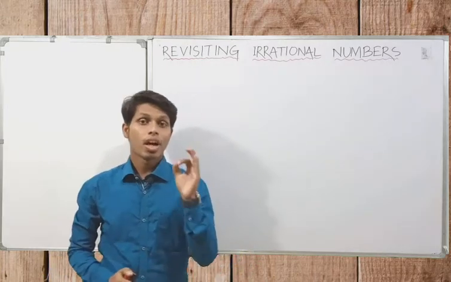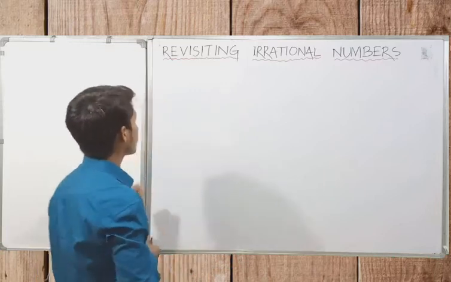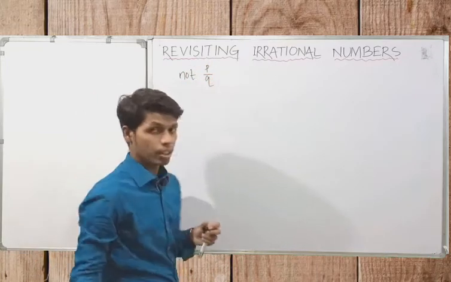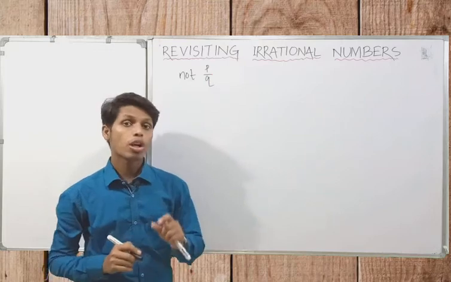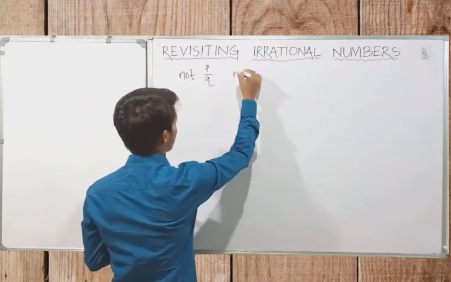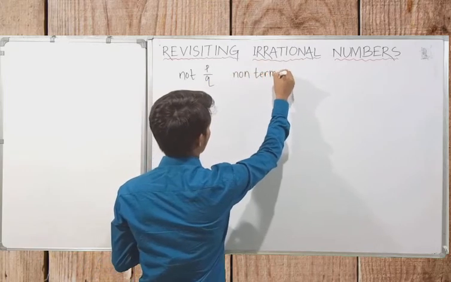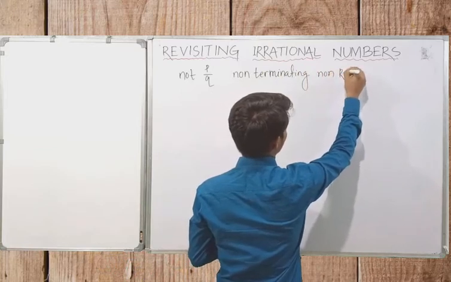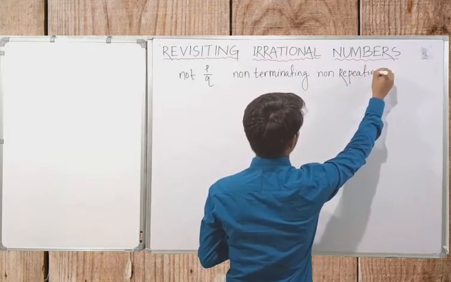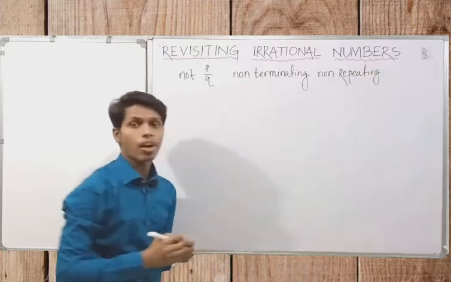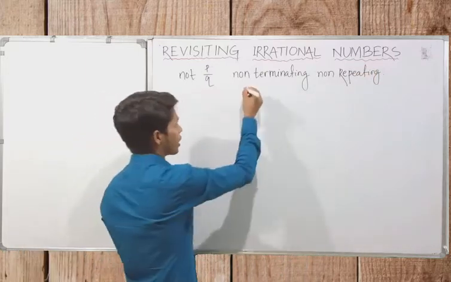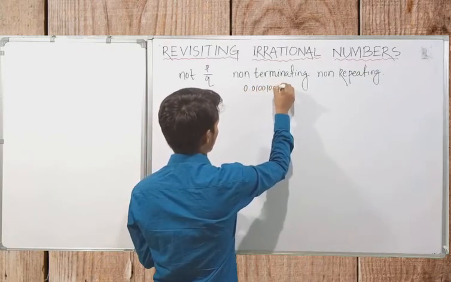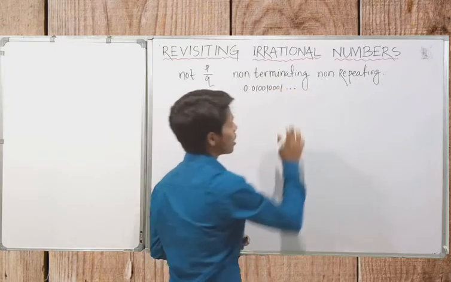There we had learned the numbers which cannot be expressed in the form of P by Q are called irrational numbers. And also we have learned all the non-terminating, non-repeating decimal numbers are called irrational numbers, such as you can take any example 0.01, 0.001 and so on.